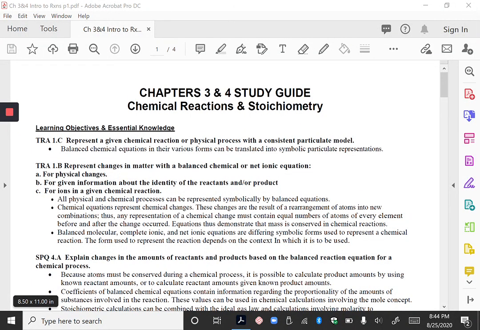Hi AP Chemers. Today we're going to start chapters 3 and 4. Chapter 3 deals with chemical reactions, types of reactions, and chapter 4 deals with stoichiometry.